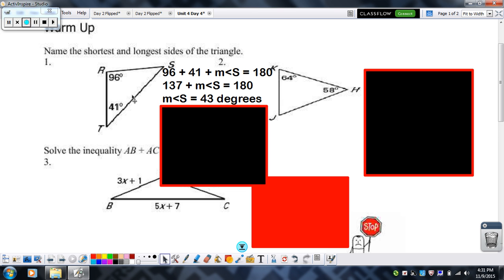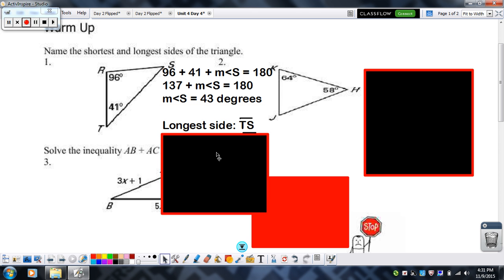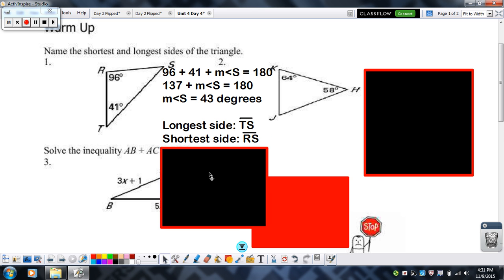Now that I know the measure of each of my angles, the shortest side will be across from the smallest angle, and the longest side will be across from the largest angle. 96 is my largest angle, and across from that is side TS. 41 is my smallest angle, and across from that is side RS.